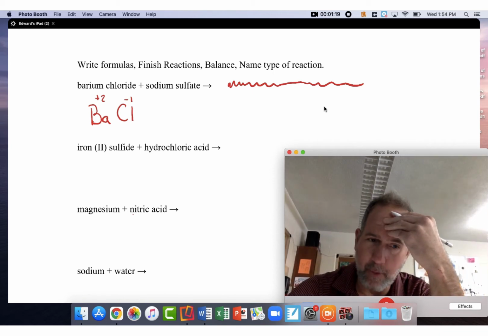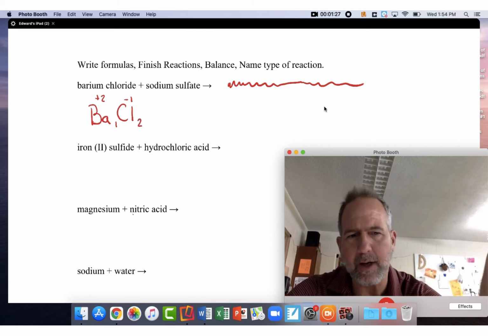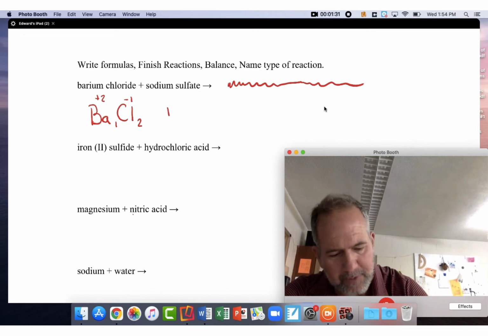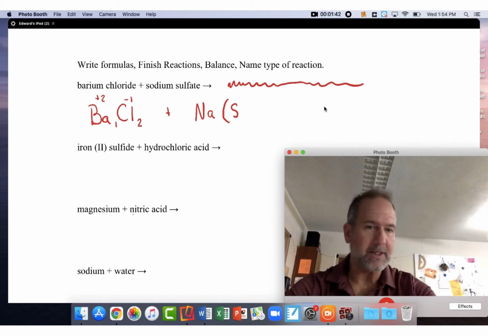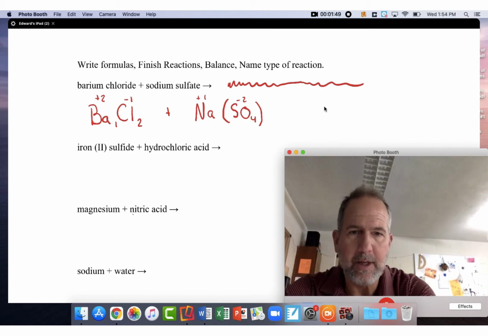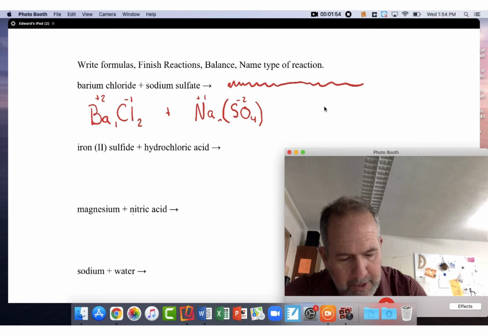Now, as you write your formula down, make sure that you crisscross these. So we're going to put a 1 here and a 2 here. In real life, no one's going to put a 1 there, and I wouldn't normally do that, but I'm just trying to show you what I'm doing right now. Plus sodium sulfate. Sodium is Na, and sulfate is a polyatomic ion. You'll have to use the back of the chart to find your polyatomic ions, and sulfate is SO4, a -2 charge. Sodium is a +1. Now, look what we have here. 2, 1, crisscross, we need a 2 there.